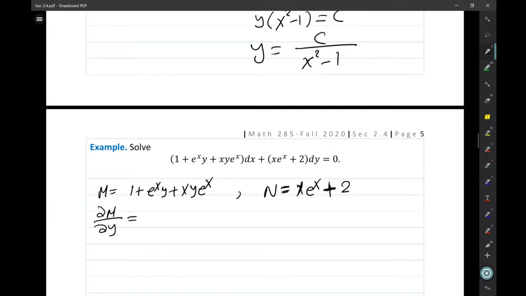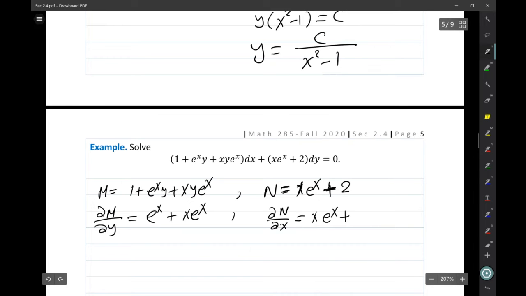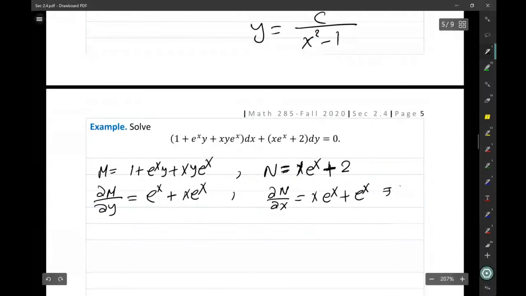dm by dy partially: the derivative of x ex times y is ex plus xy ex. x ex is a constant multiplied by y, and the derivative with respect to y is the constant, so x ex. Now what is dn by dx? Now you have to apply the product rule, which becomes x ex plus ex. So it is an exact differential equation.